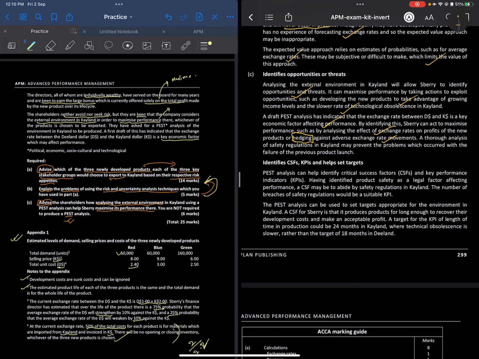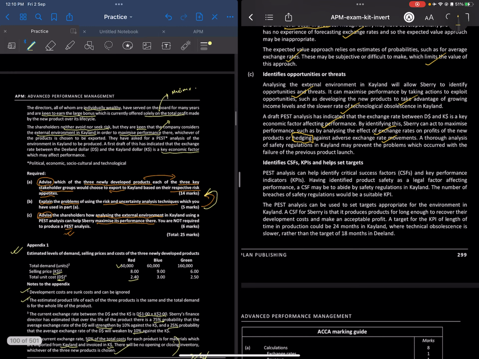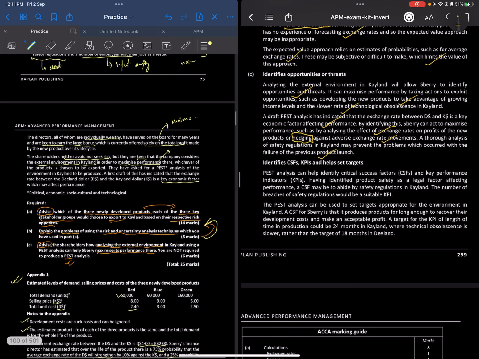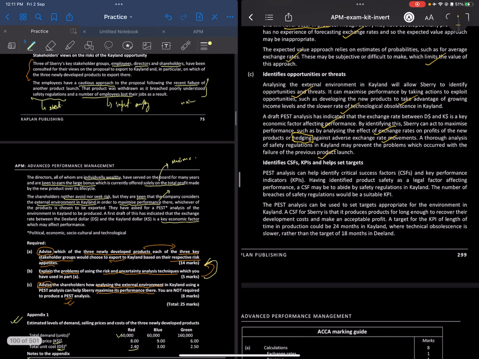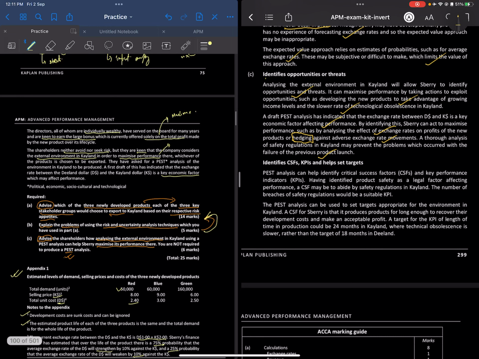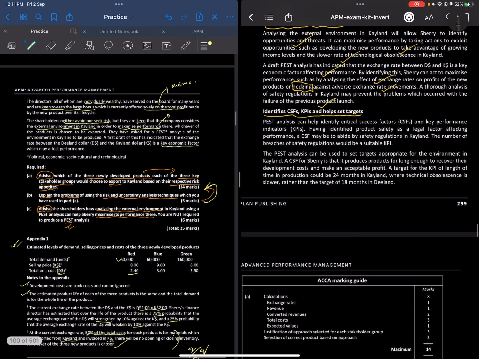So a thorough analysis of safety regulations may prevent problems which occurred because of product failure in the earlier situation, right? It will help us to identify opportunities and threats. It will help us to identify CSFs and KPIs to help set targets for this particular project, or for this new product that's being developed in a new country, right? So PEST analysis will make us identify critical success factors, right?